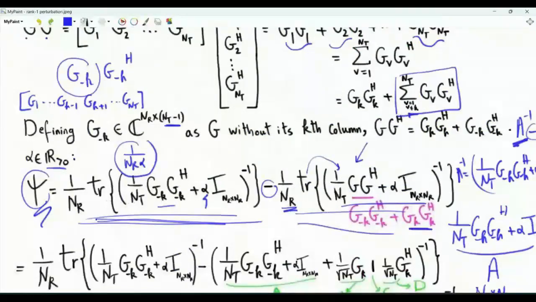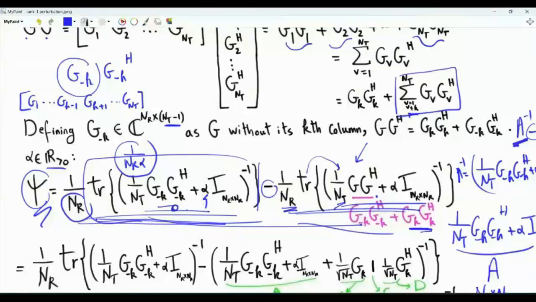We have these two traces. One of them is applied to the inverse of a matrix, and the other is applied to the inverse of another matrix. The difference between these two matrices is a rank 1 matrix given by 1 over nt GK GK Hermitian, GK being the kth column in matrix G. The difference is upper bounded by 1 over nr alpha. And if we are doing an asymptotic analysis in which nr is very large, we can replace this trace by that trace, or vice versa if needed, knowing that the error decays to 0 as nr tends to infinity.